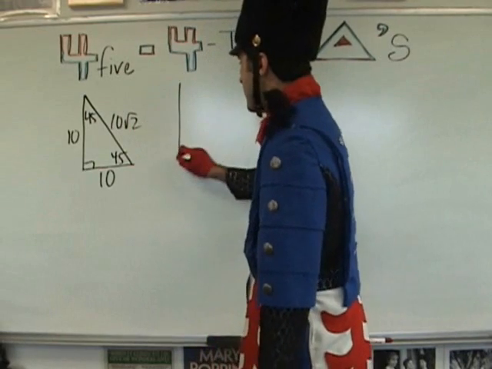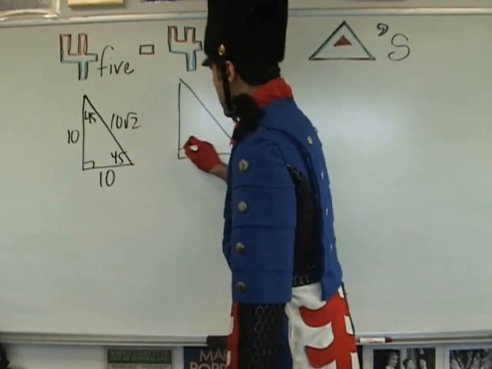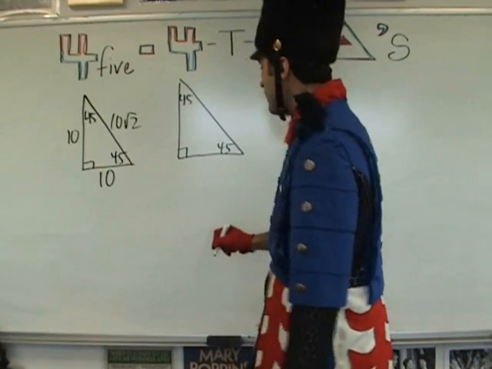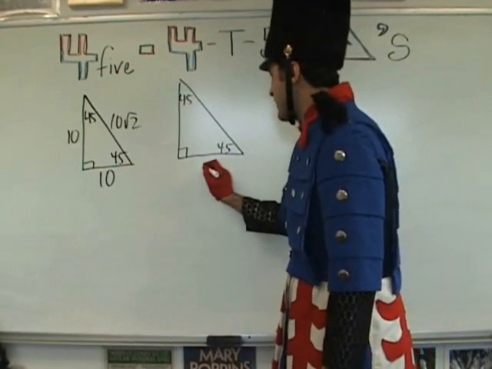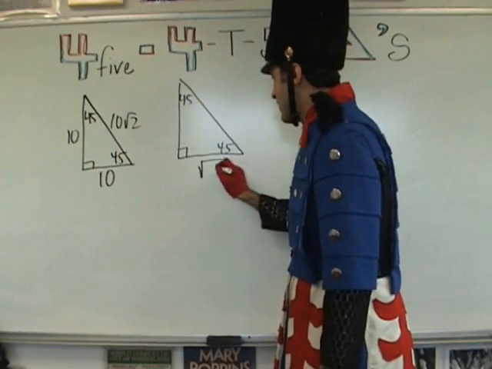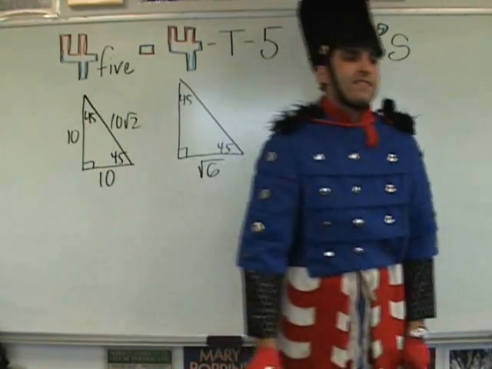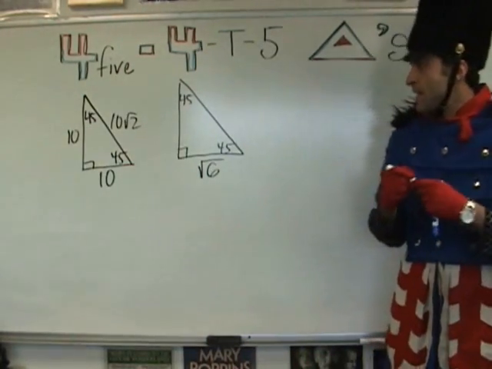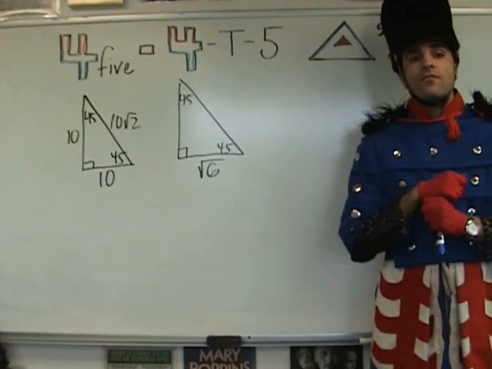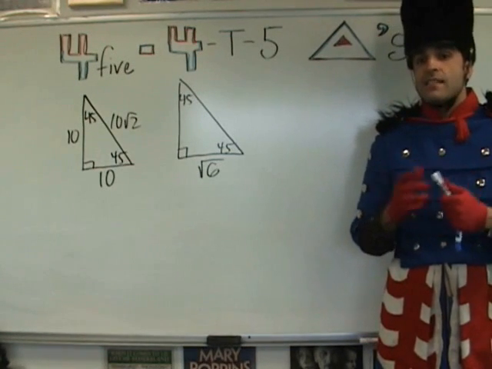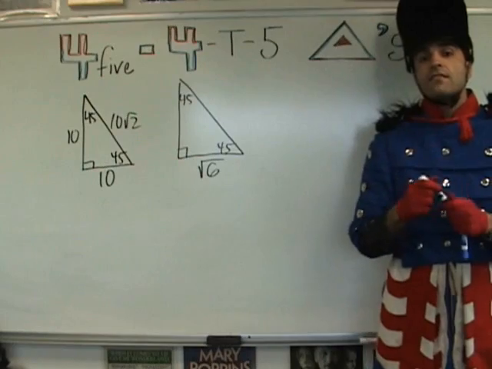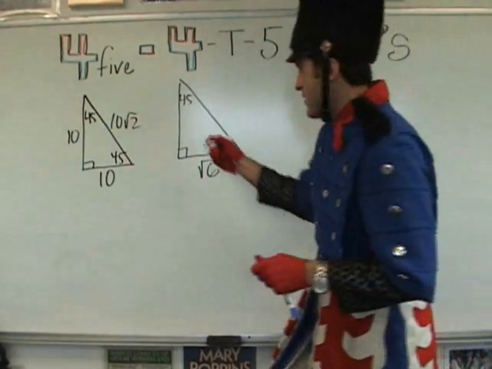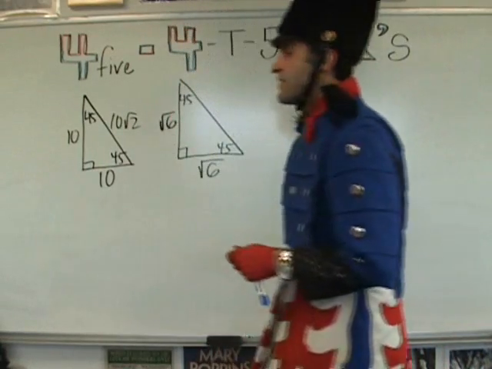Okay, let's make it more challenging. Here we go, 45, 45, 90 again. Now we're going to say this is the square root of 6. Now we're getting somewhere. So what's the best place to start on a 45, 45, 90? The other leg, because it's the same. The other leg is going to be the same, right? Keep that in mind always. Other leg's going to be the same, root 6.